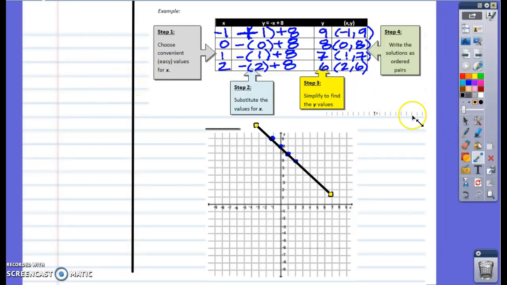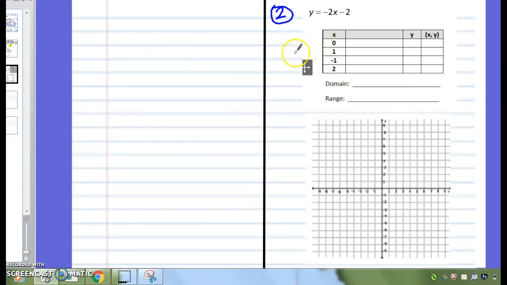Let's try another example. Alright, example number 2. This time we have y = -2x - 2. So draw your parentheses. So -2. This time for x, we'll plug in 0. So -2 times 1 minus 2. -2 times -1 minus 2. -2 times 2 minus 2.